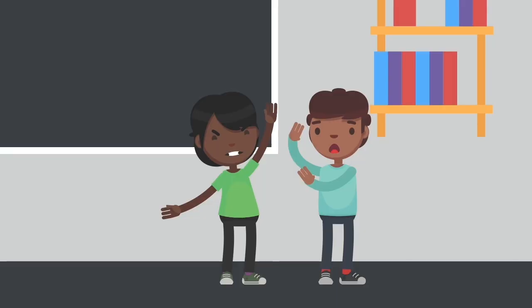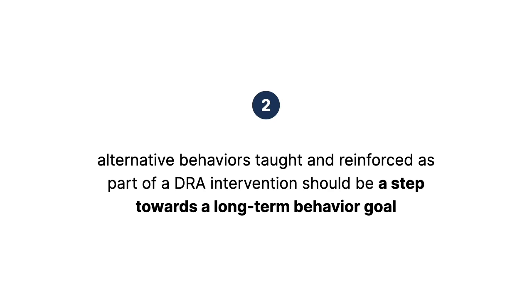If students do not consistently and immediately access or avoid the same stimuli that has maintained occurrences of problem behaviors in the past, they are likely to resort back to engaging in these problem behaviors to access reinforcement within school settings. Second, the alternative behavior taught and reinforced as part of a DRA intervention should be a step towards the long-term behavior goal for a particular student.